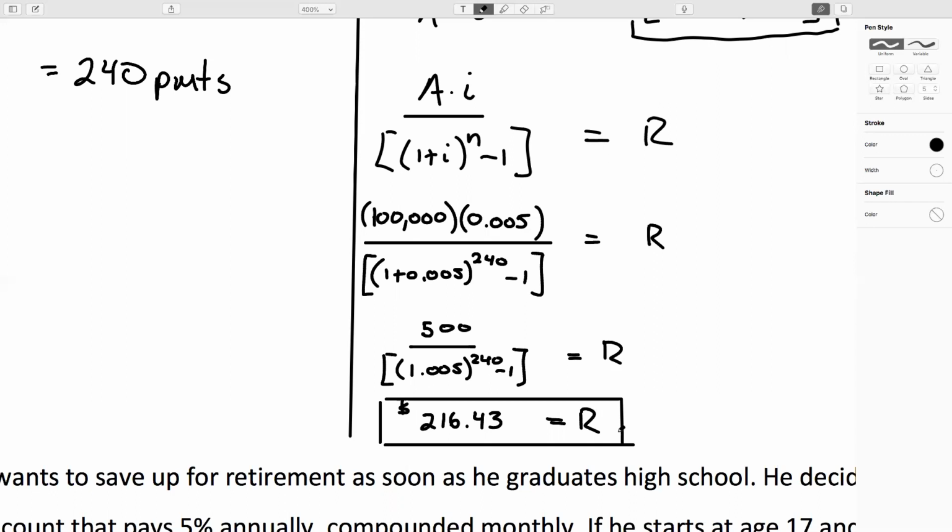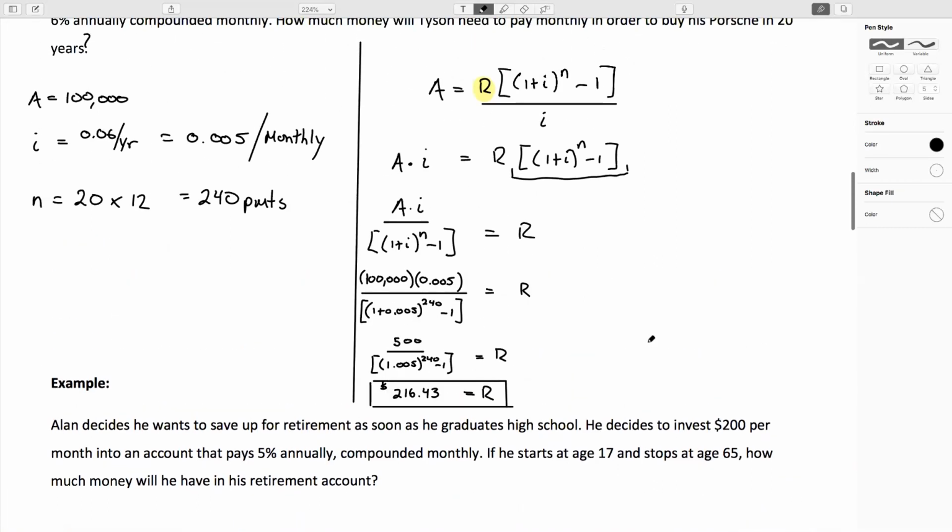That shows you the power of interest. I would rather pay $216.43 a month than $416. That's almost half. If you have no interest, your money will not grow. If you do have interest, it will.